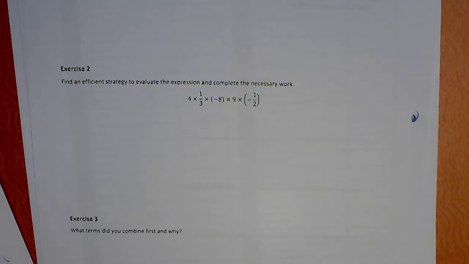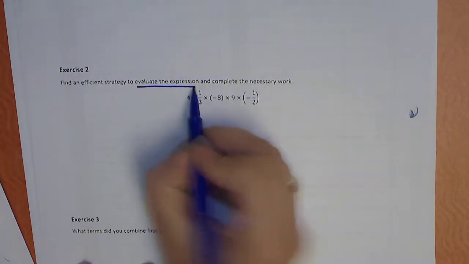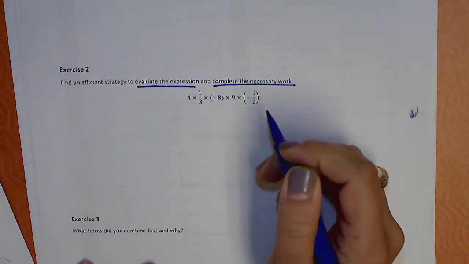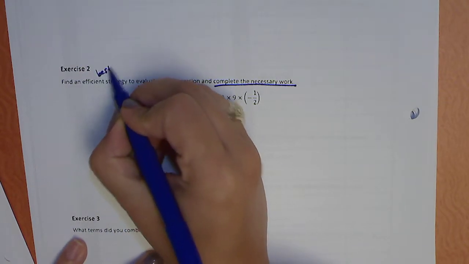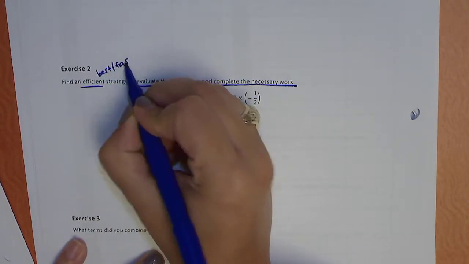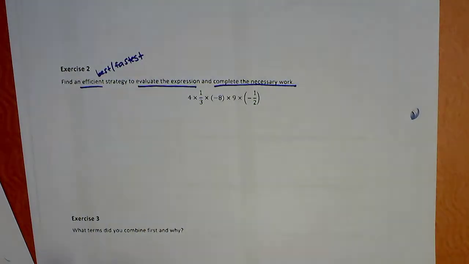Exercise 2. We need to find an efficient strategy to evaluate the expression and complete any necessary work. Efficient means best or fastest. So we're going to use what we know about multiplication to solve this problem.